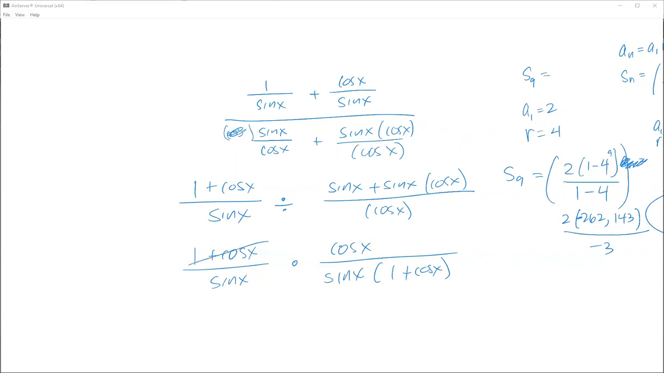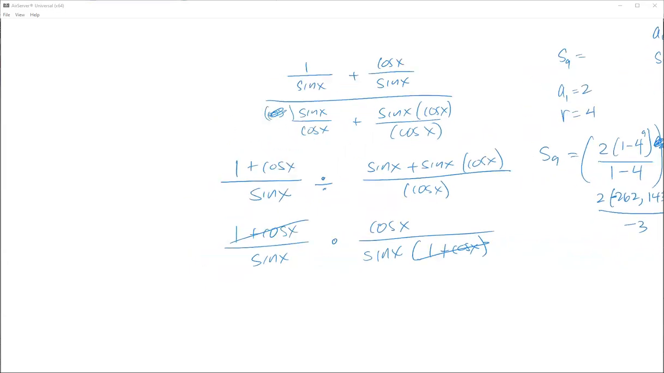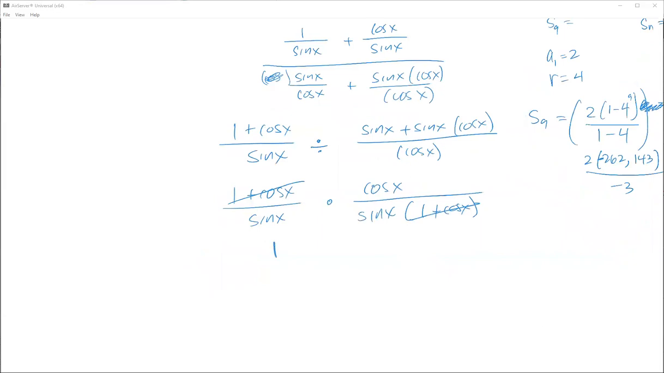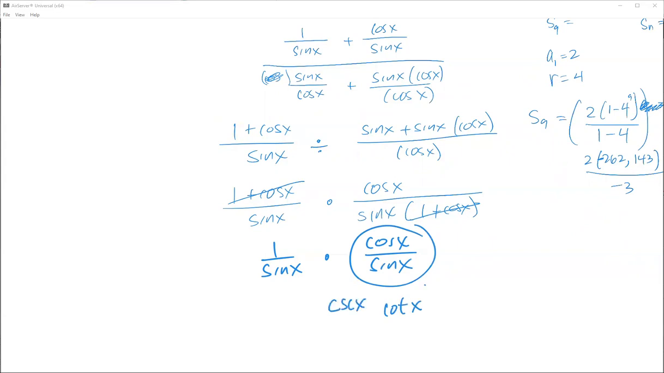I cancel these out here. That becomes 1 over sine x times cosine x over sine x. Cotangent is here. And 1 over sine x is cosecant x. That is your answer. You've proven the identity.